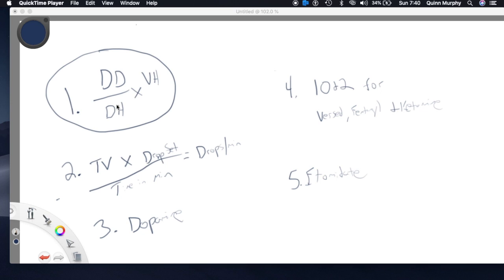The next thing we're going to talk about is figuring out drip rates. And I've got a formula here. It's total volume times the drop set divided by the time in minutes that we need to give that, and that's going to give us how many drops a minute that we need to give.